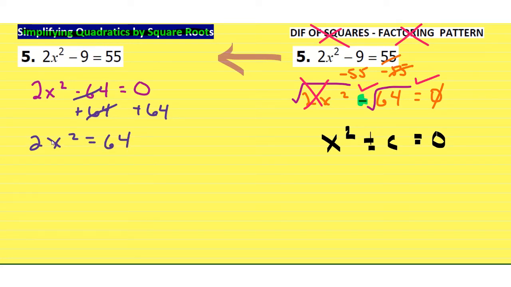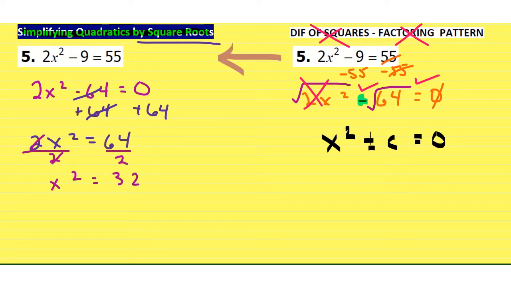At this point, we call it simplifying quadratics by square roots, but if you notice, we are just simply doing order of operations along the way. So at this point, I'm going to divide out that 2 on both sides, and these 2's will also obviously cancel. I've got x squared is equal to 32.